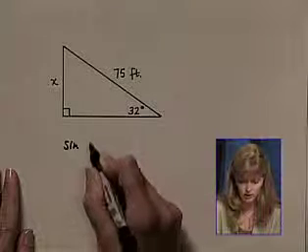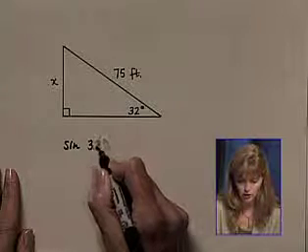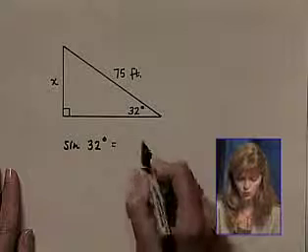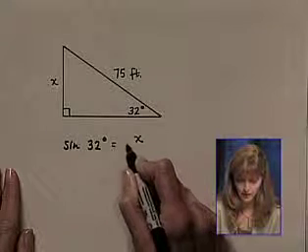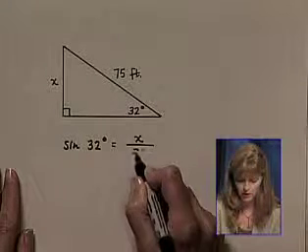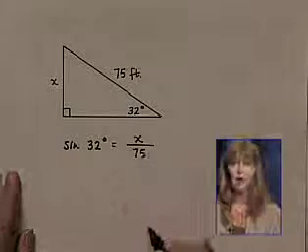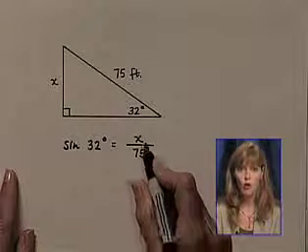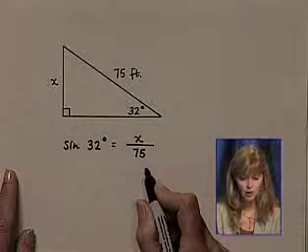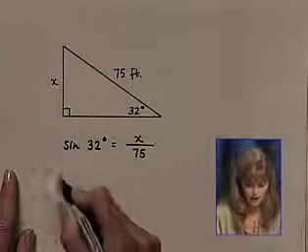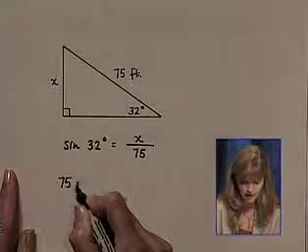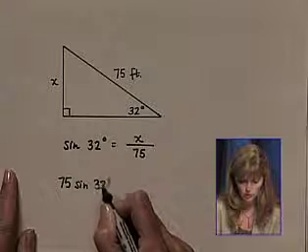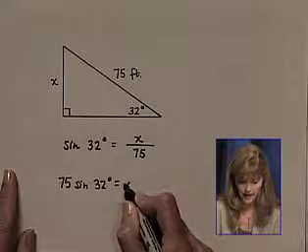So we can write down the sine of 32 degrees is going to be equivalent to the length of the side opposite divided by the length of the hypotenuse. And here we're just going to write down 75, keeping in mind that we're working in feet. In order to solve for x, we can multiply both sides of this equation by 75 to give us 75 times the sine of 32 degrees equals x.